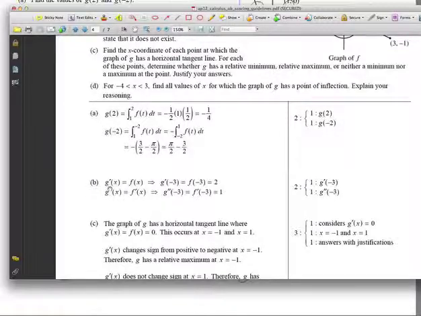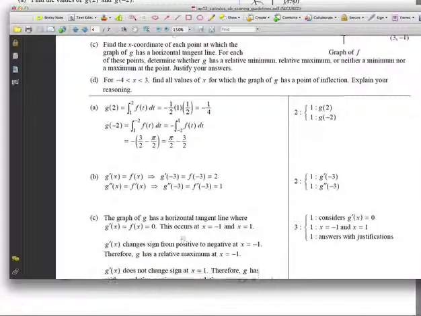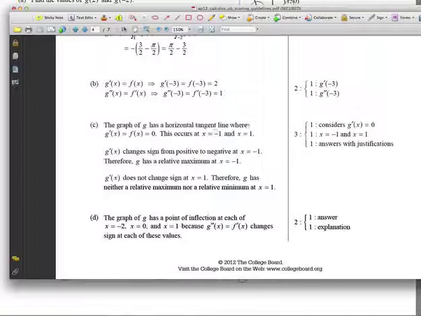Part B, when g prime equals f of x, therefore g prime of 3 is f of -3, which is 2. Second derivative would be the slope, which is 1, and those are the values we got. 2 more points. Part C, horizontal tangent line, where g prime equals f of x equals 0. This occurs at -1 and +1. G prime changes sign from positive to negative, therefore it's a relative minimum, or maximum, excuse me. No sign change, therefore it's neither.